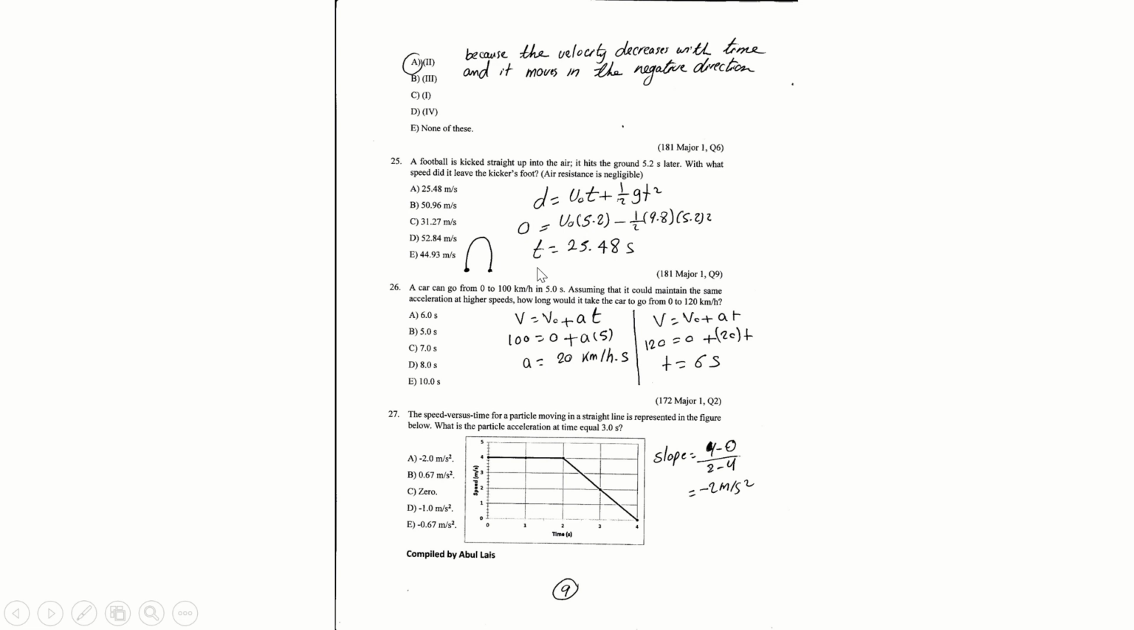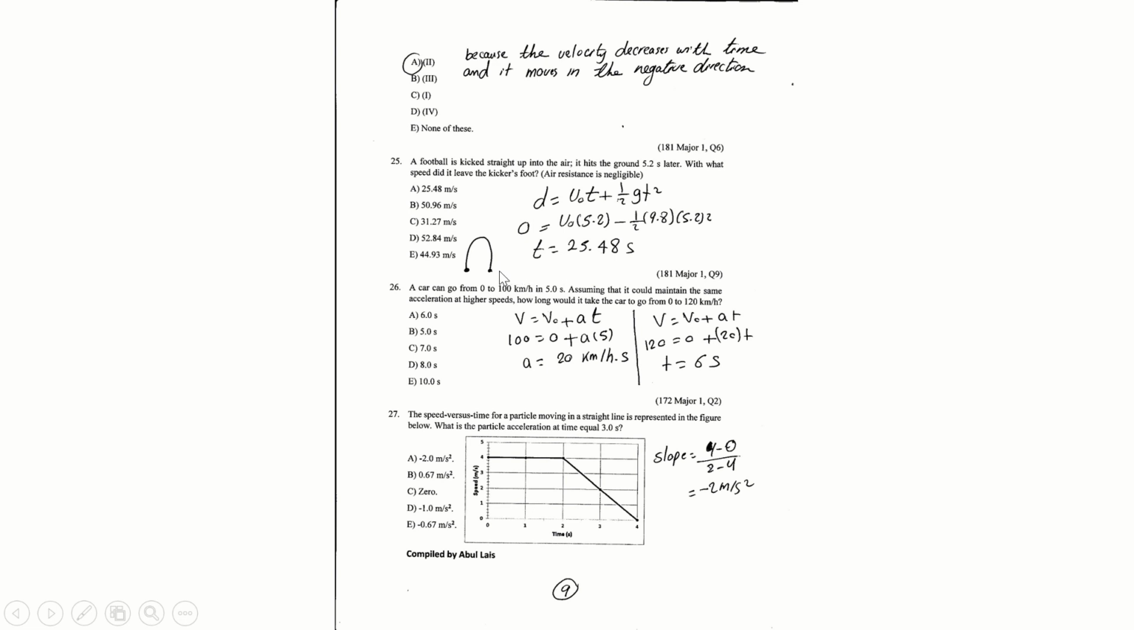Then you can find v0 equals 25.48. So this is supposed to be v0, sorry for that, it's not t, it's supposed to be v0, or v initial, equals 25.48.